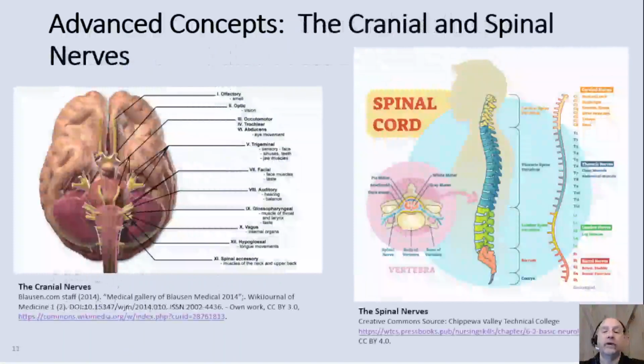There are 12 pairs of cranial nerves that are attached to the brain and provide input and output from the brain. The cranial nerves are numbered using Roman numerals from 1 to 12 in the order they connect to the brain from the anterior to the posterior. They are primarily responsible for sensory and motor functions of the head and neck, except for the vagus nerve that targets organs in the thoracic and abdominal cavities. The image on the left illustrates the location of each of these nerves and their function.